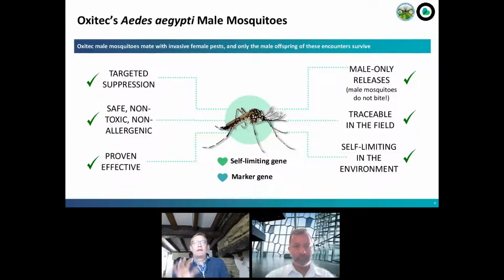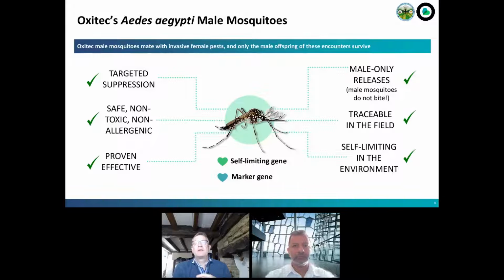Just a really quick reminder, just one slide on the technology itself here. These are male self-limiting mosquitoes. We release males only. They carry 2 genes. It's a self-limiting gene which prevents any female offspring from surviving, and a marker gene so that they, as well as their offspring, can be identified from wild ones back in the laboratory.